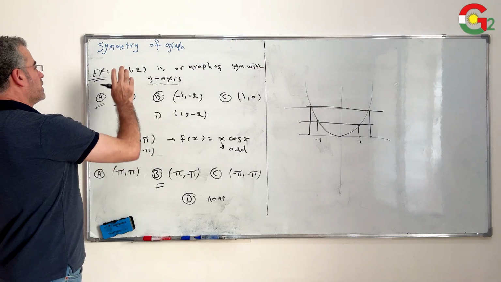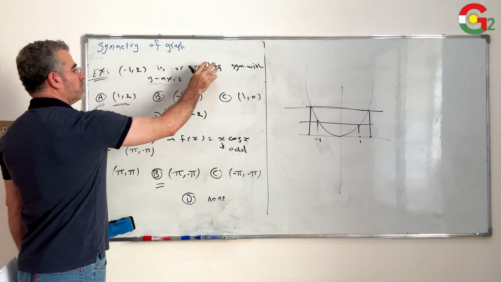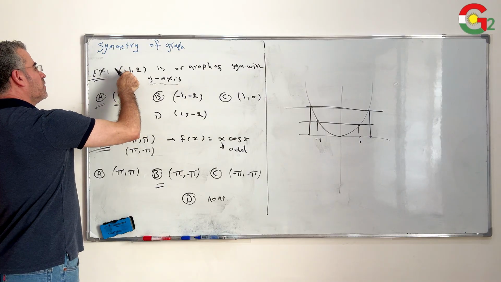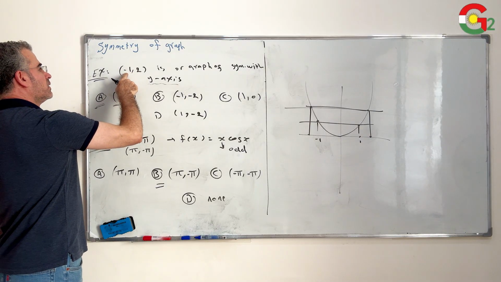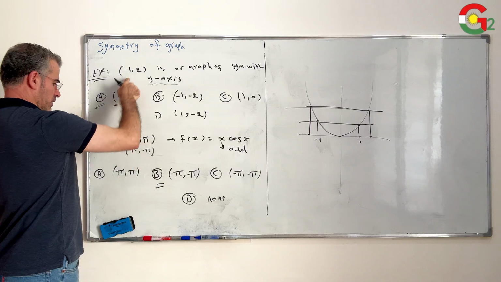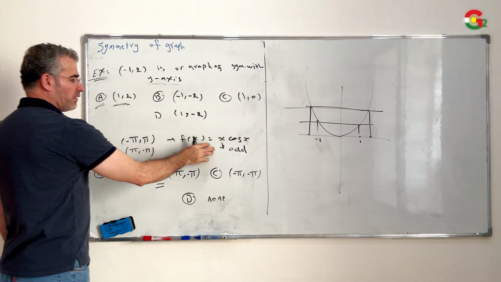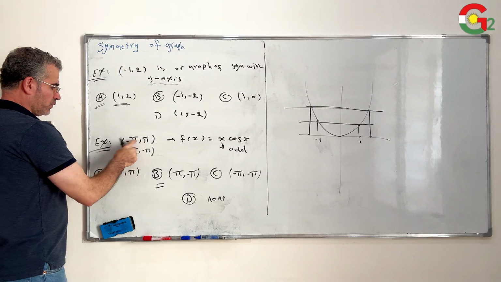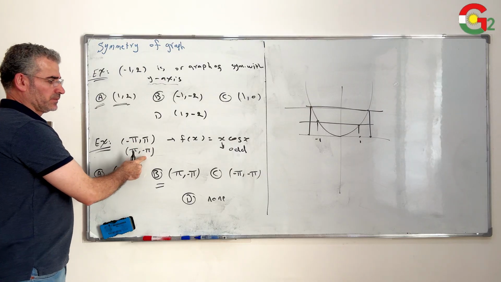The rule is when the function is even, then only the sign of the x coordinate will change. But when the function is odd, then the signs of both coordinates will change.